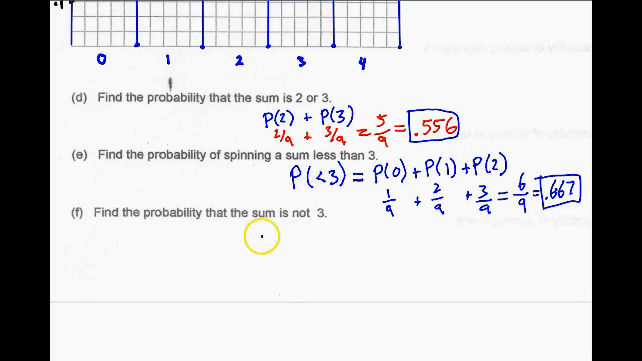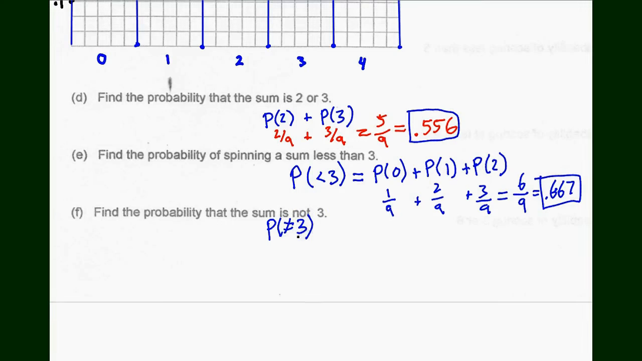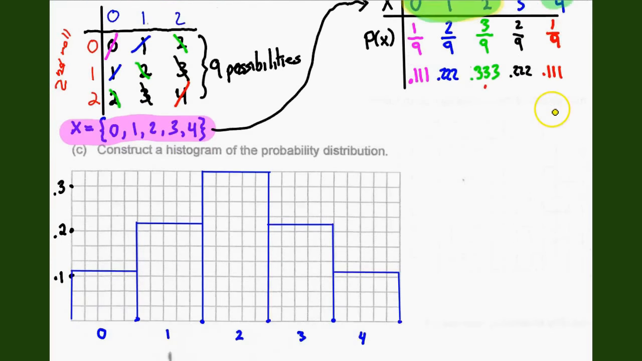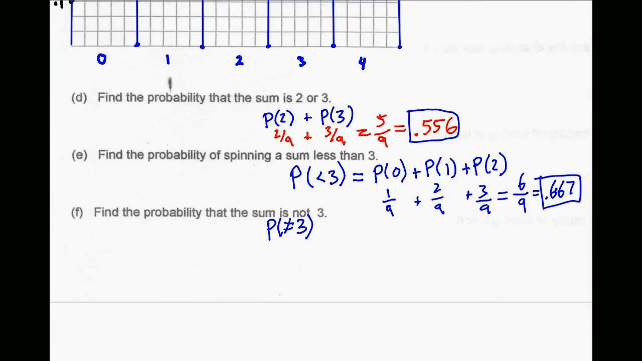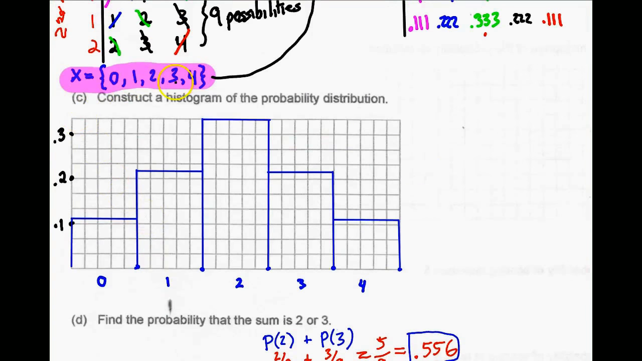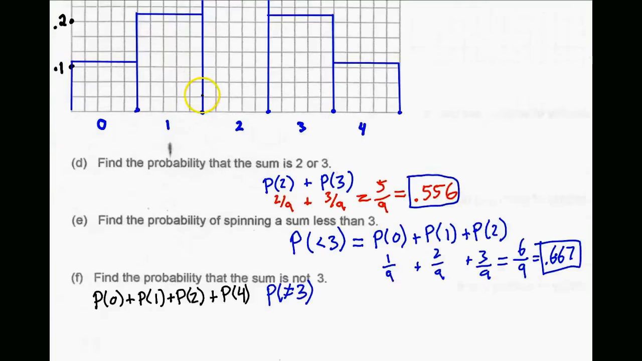All right, last one. Find the probability that the sum is not equal to 3. So you look up here. When is it not equal to 3? 0, 1, and 2, and then 4. So we're going to have the probability of 0, plus the probability of 1, plus the probability of 2, plus the probability of 4. Everything in the sample except 3: 0, 1, 2, and 4.